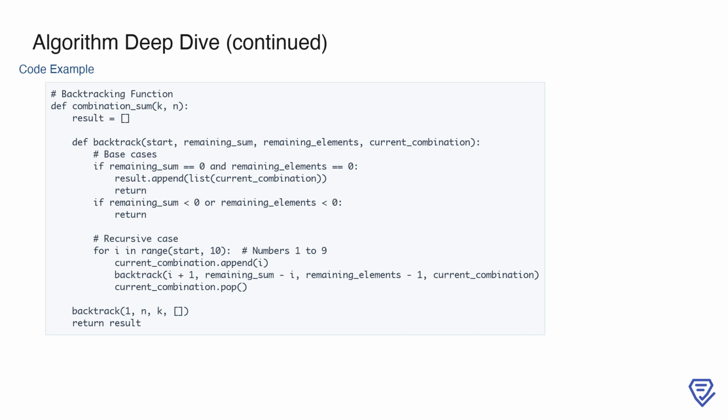If either the remaining sum becomes negative or the remaining elements drop below 0, we terminate that recursive path since it cannot lead to a solution. The recursive case involves iterating through numbers from the current index to 9, adding each number to the current combination, updating the remaining sum and elements, and performing a recursive call. After exploring that branch, we backtrack by removing the number from the current combination, allowing us to test the next number. Finally, the result is returned after all possibilities have been explored.